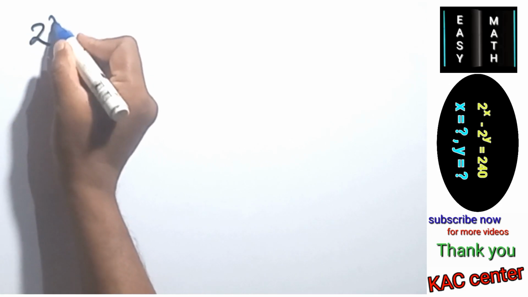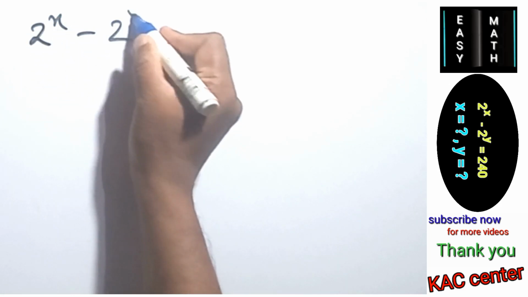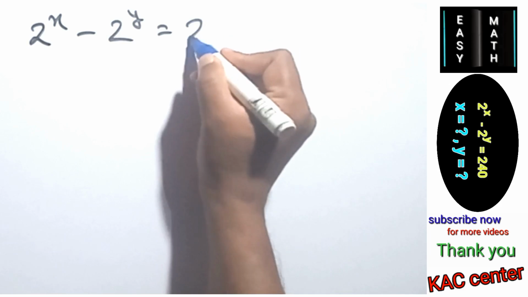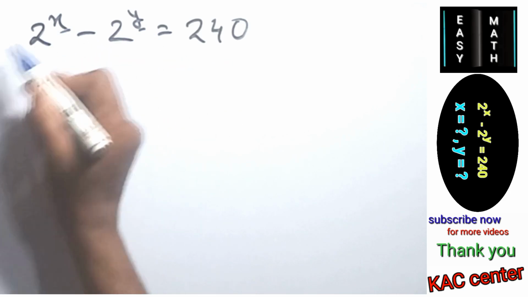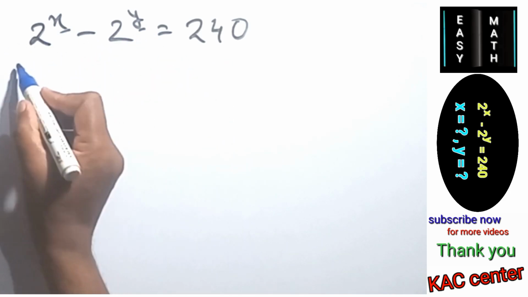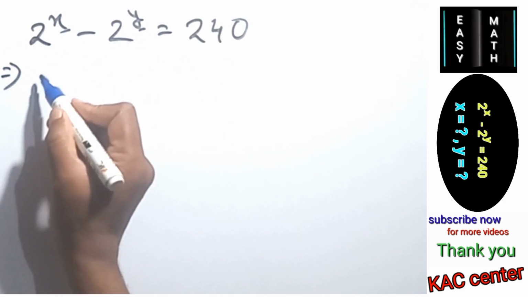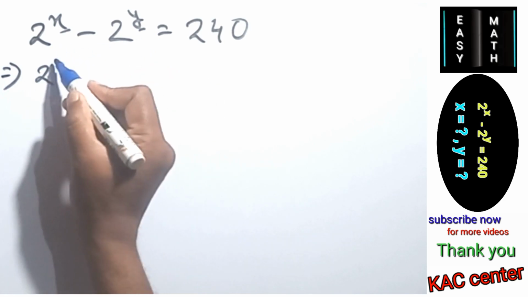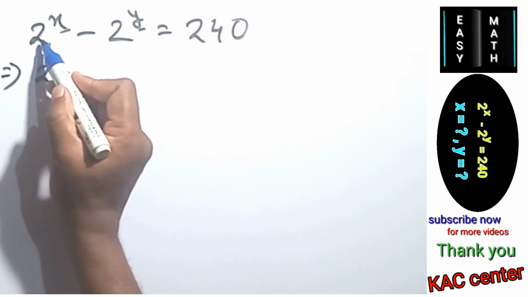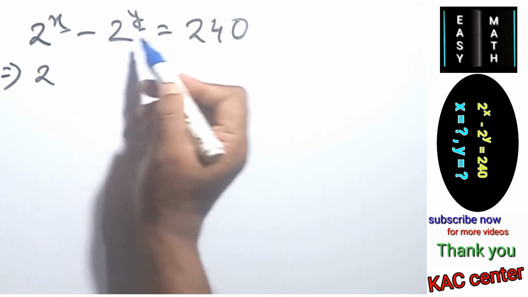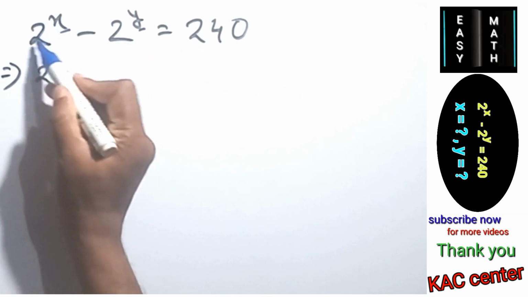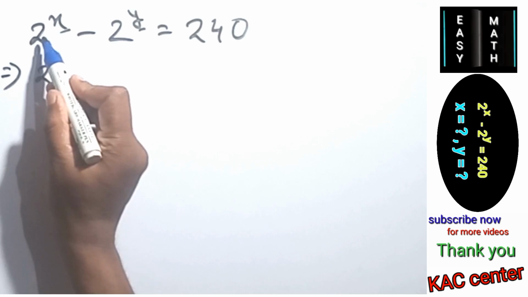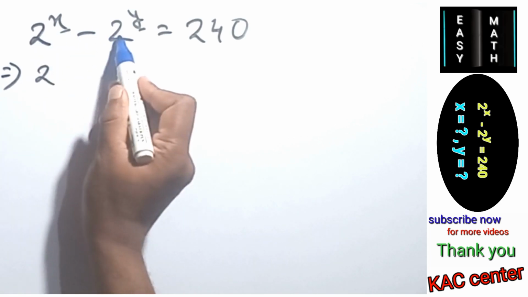2 to the power x minus 2 to the power y is equal to 240. So find the value of x and y. How? So easy. We can take the common factor, 2 to the power y. Since 240 is a positive number, 2 to the power x is the bigger one.